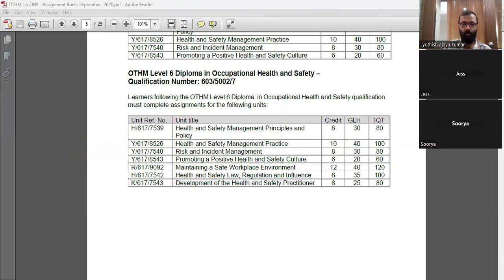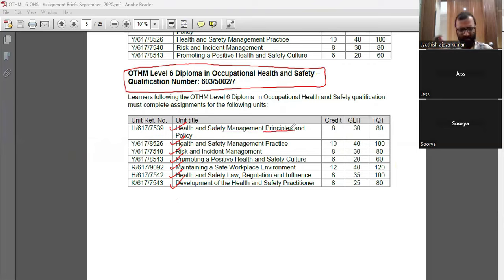The level 6 diploma, the one which you completed, in occupational health and safety consists of 1, 2, 3, 4, 5, 6, 7 units to complete. The first unit is health and safety management principles. That means basically the health and safety policy of an organization. Then HSE management practice, risk and incident management. Then culture, workplace environment, safety law, regulation and influence. And then development of the health and safety practitioner.